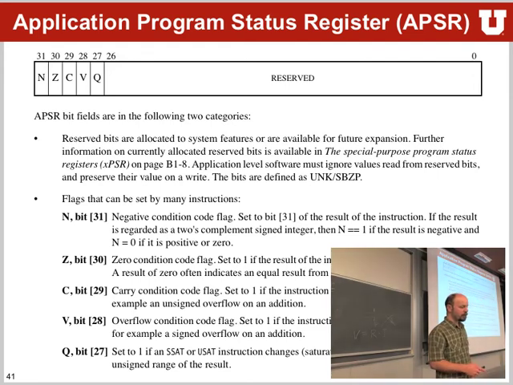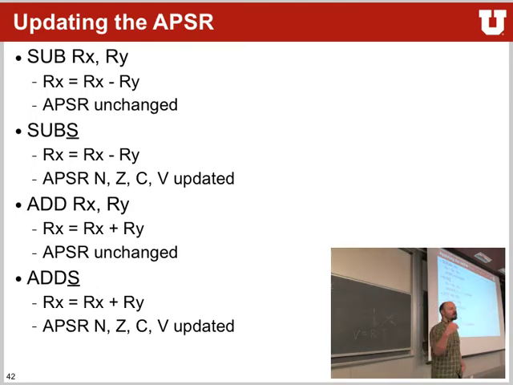So how do you update the application program status register? Not every instruction actually updates this register. More particularly, if you have a subtract Rx, Ry, Rx will be equal to Rx minus Ry, the APSR will be unchanged. This will not affect the APSR register. But if you add the little s at the end of your instruction, the APSR will be updated. Similar for add Rx, Ry will not impact the APSR. Adds updates the status register.